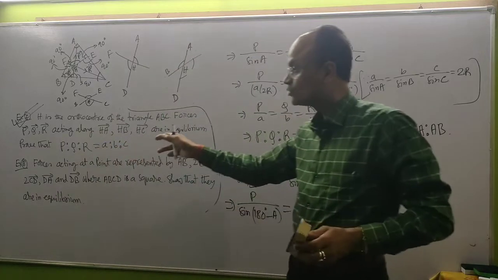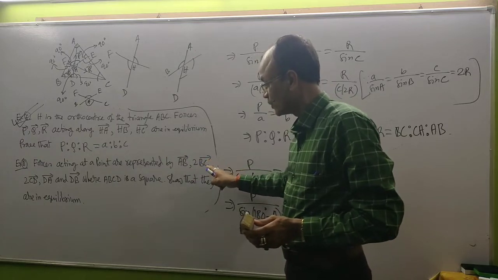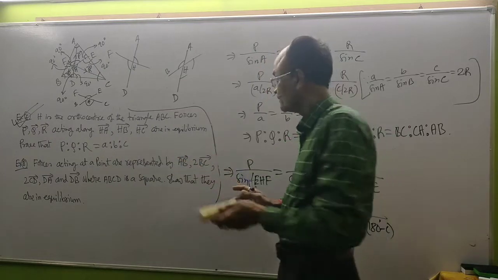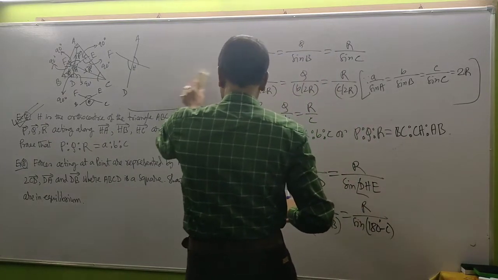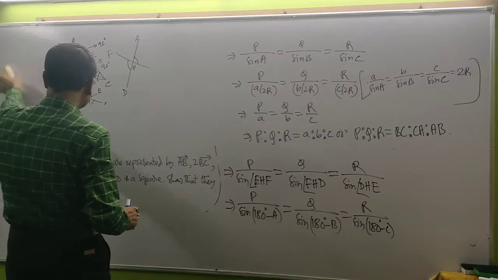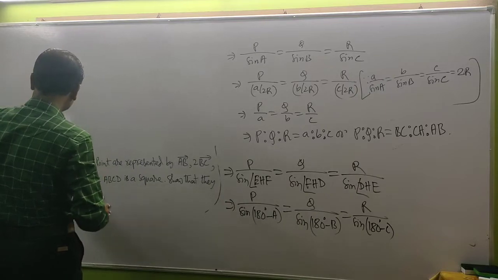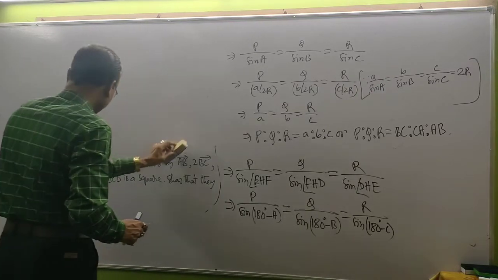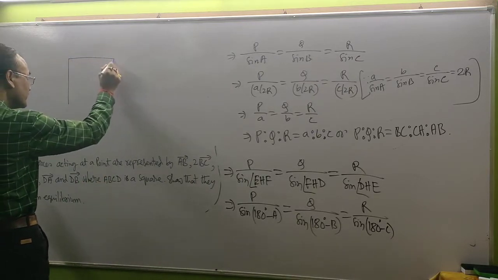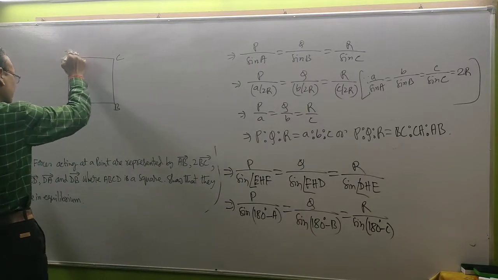Now, question number 8. Today's question number 8. Forces acting at a point are represented by AB, twice BC, twice CD, DA and DB, where ABCD is a square. Thus, you have understood the diagram. A simple problem. Suppose this is A, B, C and D is a square.